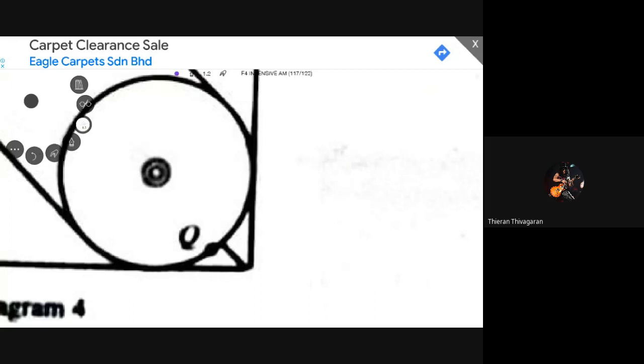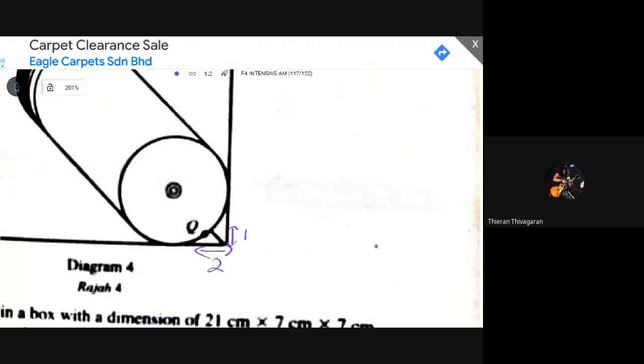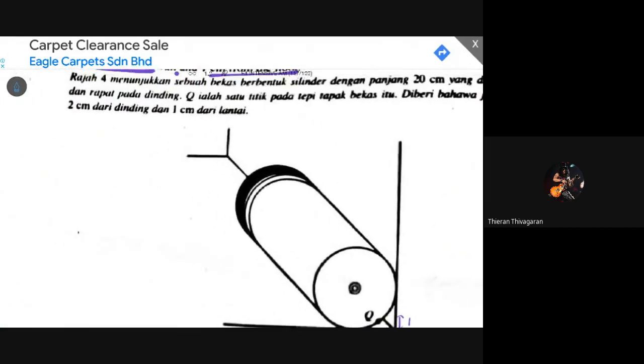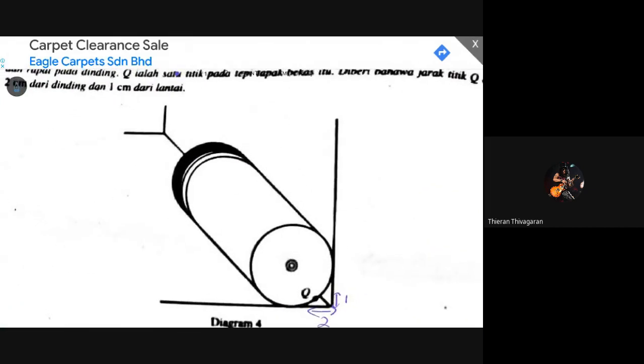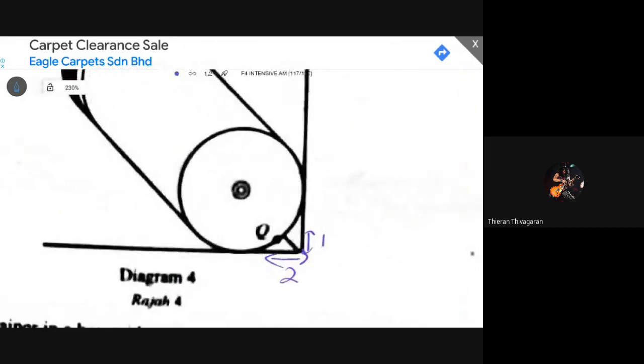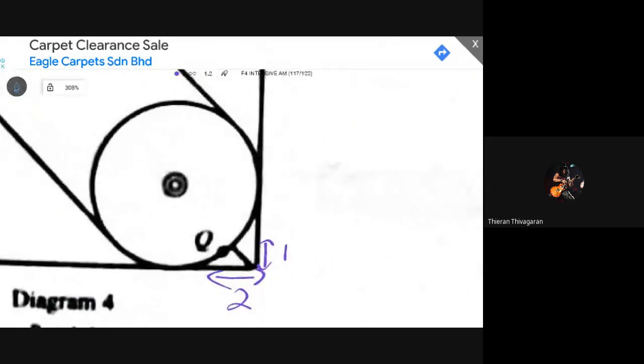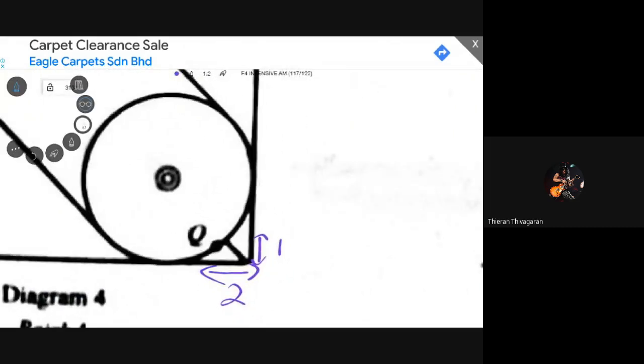Okay. So they say distance of point Q to the wall is 2 cm. And then the distance to the floor is 1 cm. Can you understand this guys? Boleh faham yang ni dulu? Berdasarkan info saya lukis dalam wajah. 2 cm dari dinding, 1 cm dari lantai. Okay, faham? Bagus. Okay. So now, apa yang kamu kena buat?